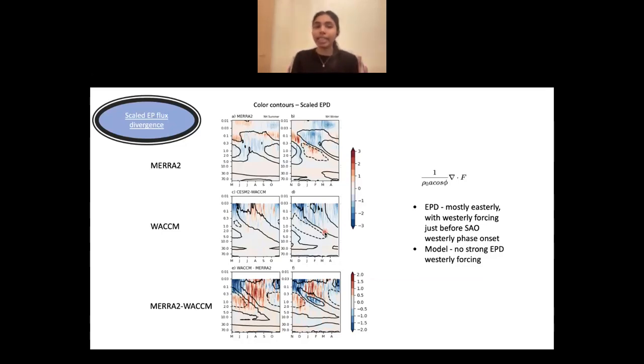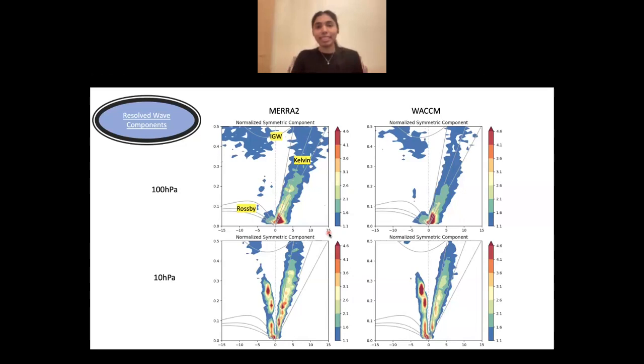So the model doesn't have as much resolved wave forcing as MERRA2, and we will need to improve that in the case of the model. I have looked at different wave components, but this is just a preliminary analysis. Here I have a wave number-frequency power spectra, with wave numbers on the x-axis and frequency on the y-axis, and the different dispersion curves here correspond to different waves. So we have the Kelvin wave here, inertial gravity waves here, and Rossby waves here.